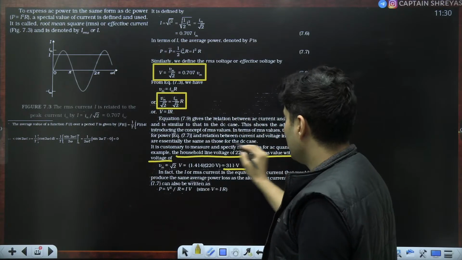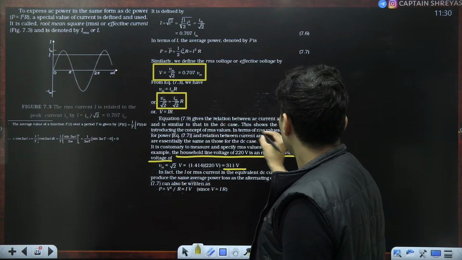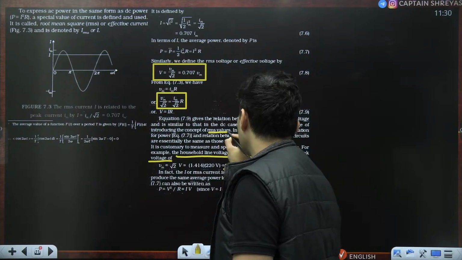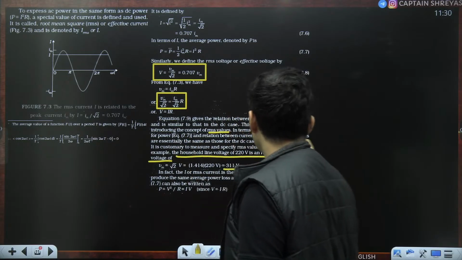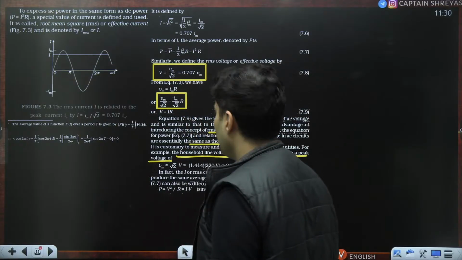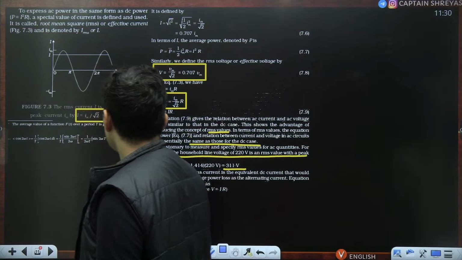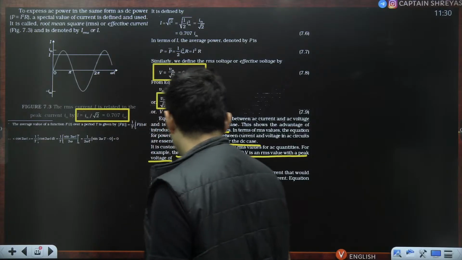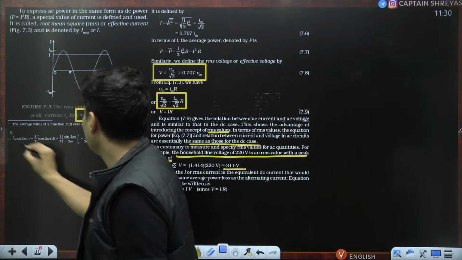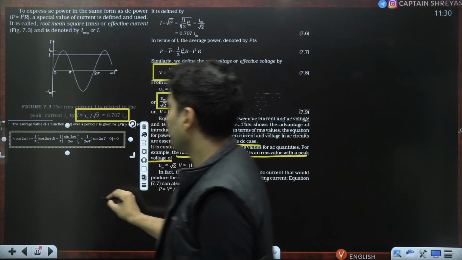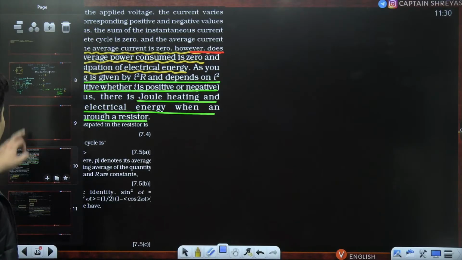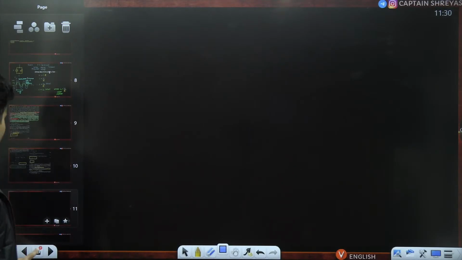And same as the DC case. This shows the advantages of introducing the concept of RMS value. In terms of RMS value, the equation of power, etc., is the same as those of the DC case. And again, they have put over here the current RMS value. And then another important thing which you should better know is there in the side footnote over here. So these are the important things. I have just underlined them. Now I will start explaining this to all of you.